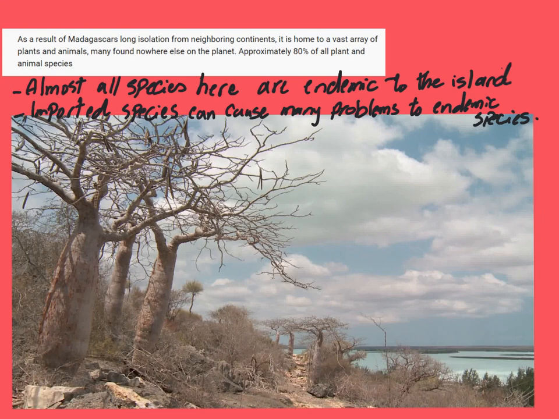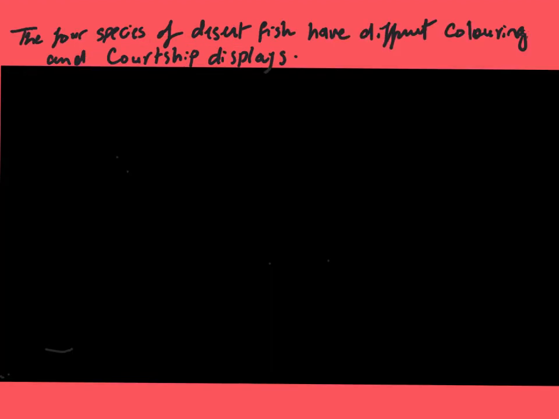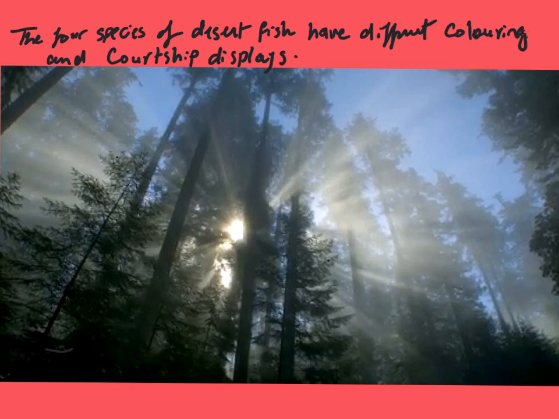So now let's watch this video to learn more about Madagascar's endemic species. We have another example here of endemic animals. These are 4 species of pupfish that live in the USA. Those 4 species of desert fish have different coloring and courtship displays. Watch this video to learn more about the endemic species of those kinds of fish in the USA.